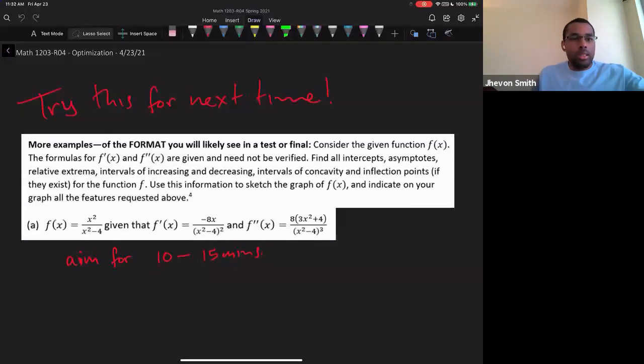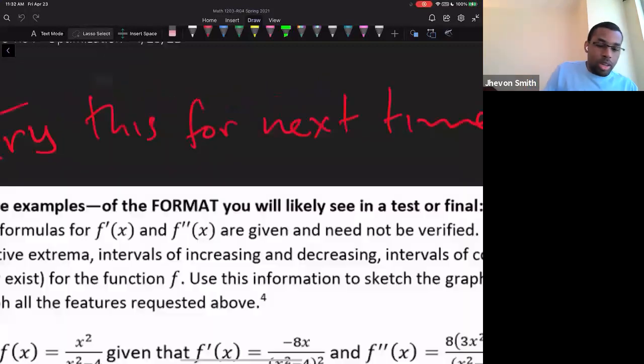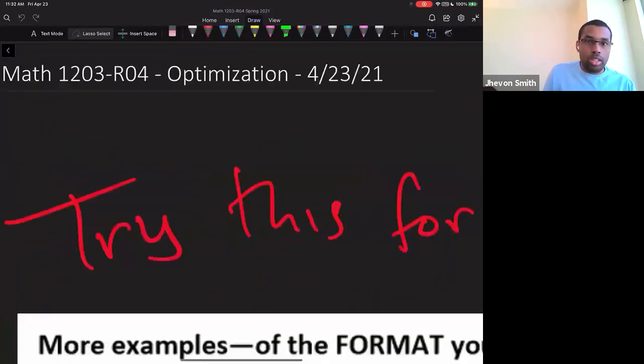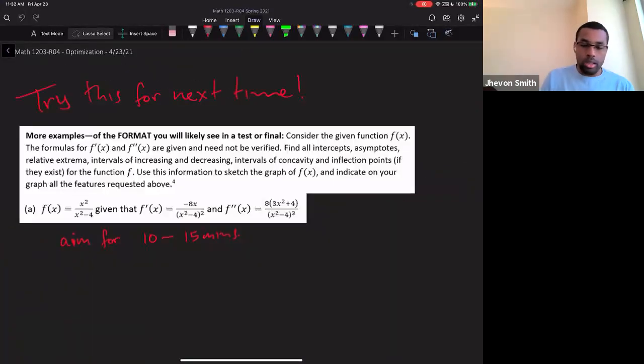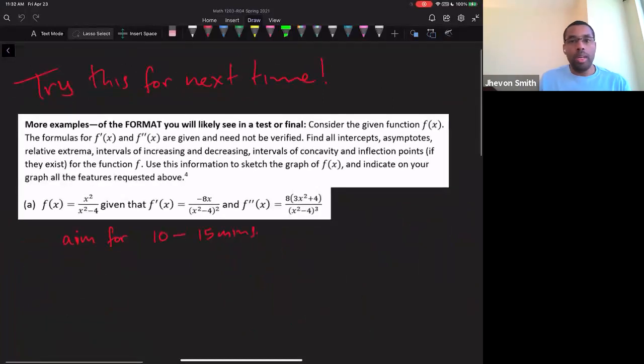I left you guys with an example to do last time. So let's actually just jump into that. Let's make sure I can see that. Right. So the main thing I want to talk about today is optimization. But we have a curve sketching problem left to do from last time. So we're going to go through that.